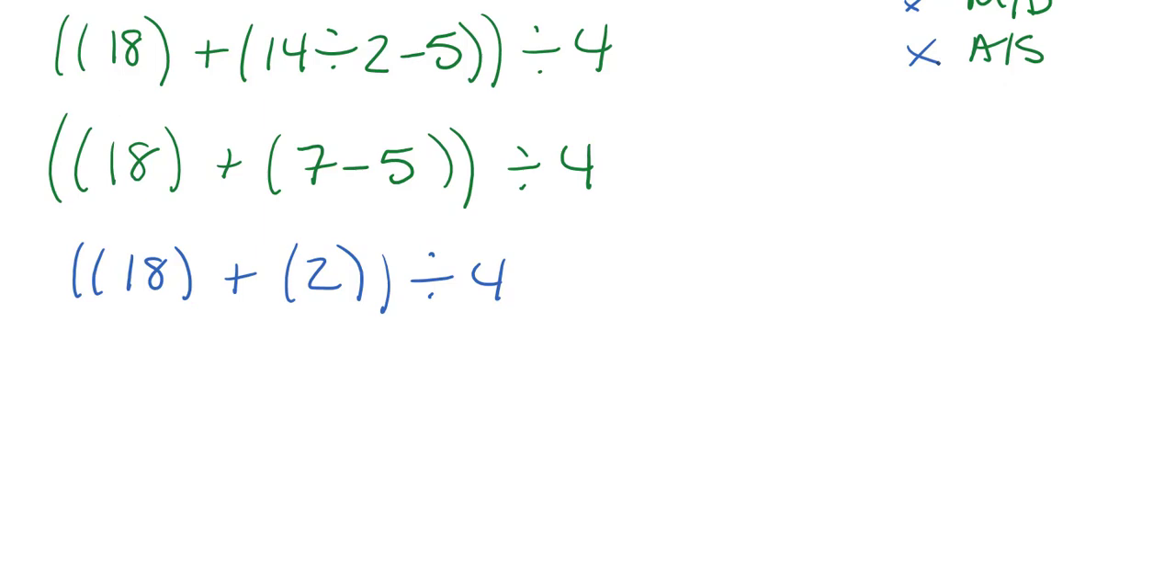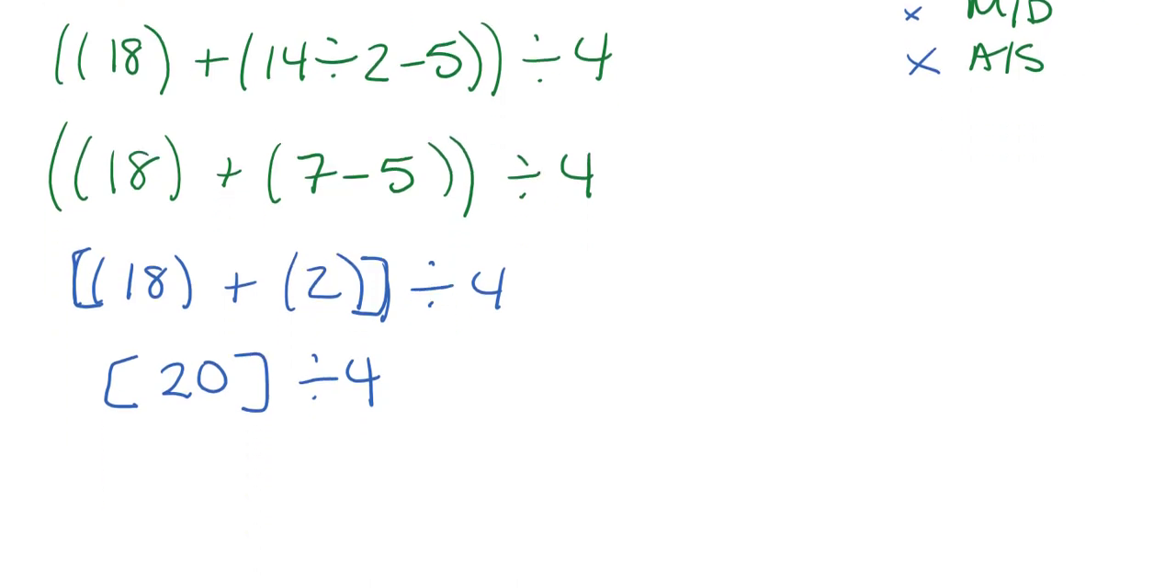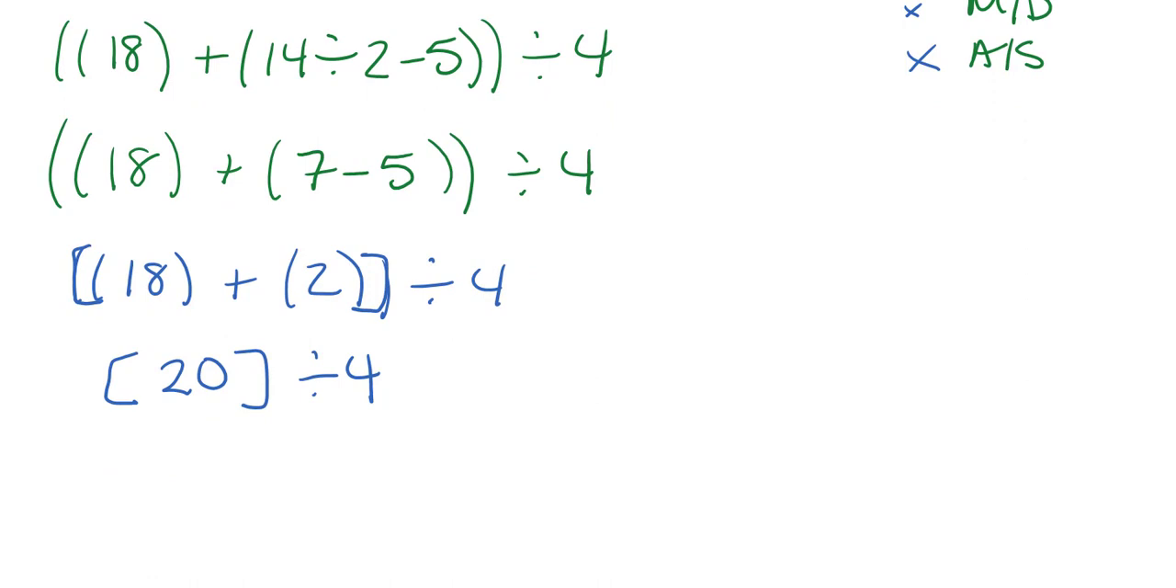Now we've dealt with the smaller, inner parentheses. Now we can deal with the larger one. We have 18 plus 2. We only have one operation to do, so that's just adding, and that's 20. Now we've done all the parentheses. There are no more exponents. There's only one left, which is to divide. 20 divided by 4, and what do we get? We get 5, and that is our solution for this problem.